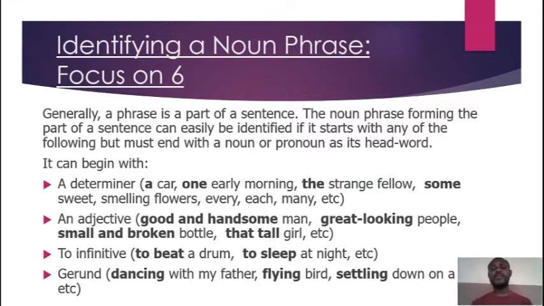So the noun phrase forming the part of a sentence can easily be identified if it starts with any of the following, but must always end with a noun or pronoun as its head word. What makes a noun phrase is that noun or pronoun that stands as its head word, meaning the last word in this group. All right? So what are these things that we need to look for?